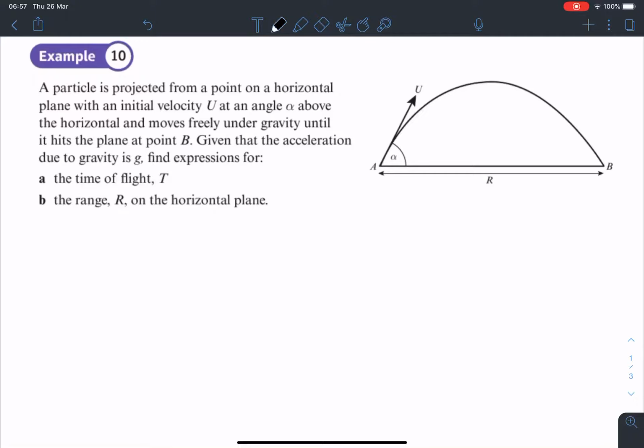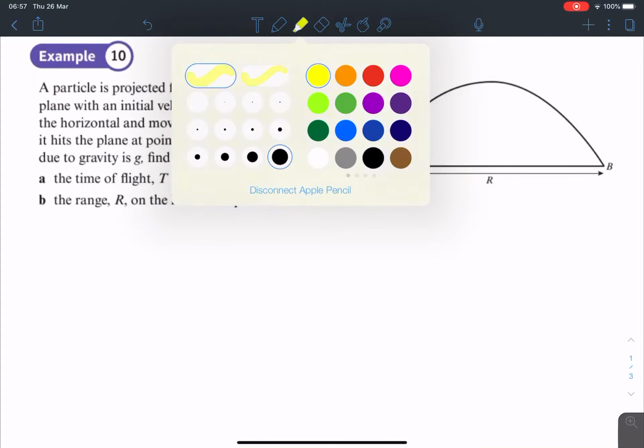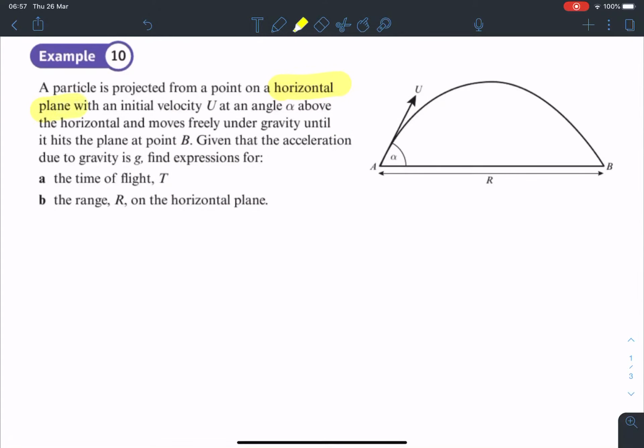A particle is projected from a point on a horizontal plane. So we know that it's a horizontal plane. Initial velocity u at an angle alpha above the horizontal and moves freely under gravity until it hits the plane at the point B, and given that the acceleration due to gravity is g, find expressions for A, the time of flight, and B, the range R on the horizontal plane.